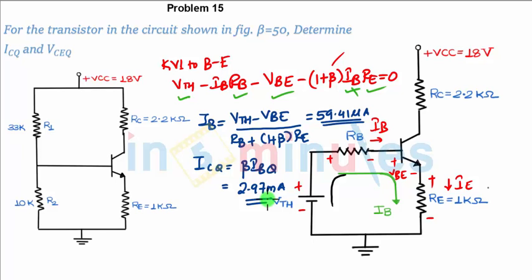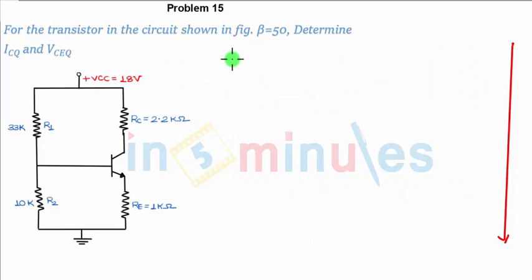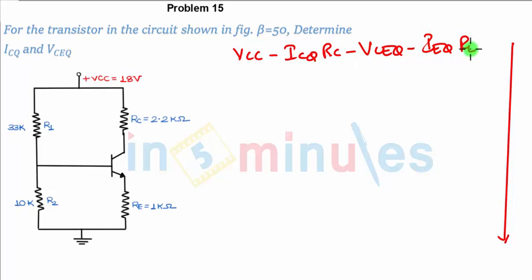Now in order to find the value of VCEQ, how are you going to find it? You need to apply KVL from the collector to ground. From this point to this point you will find the equation. So what will be the equation in that case? You can write VCC minus ICQ into RC minus VCEQ minus IEQ into RE equals 0.